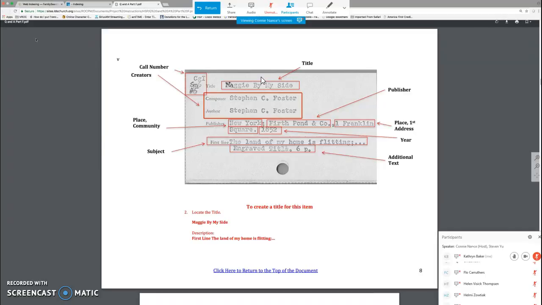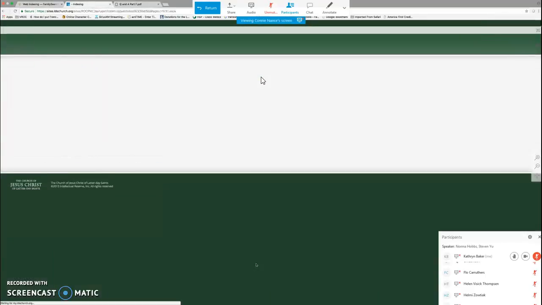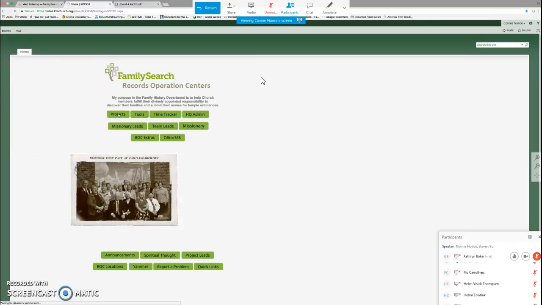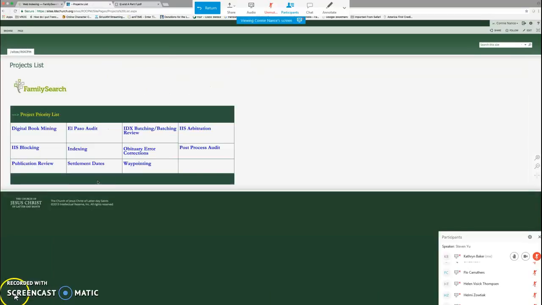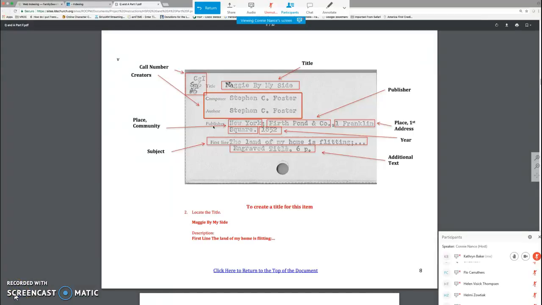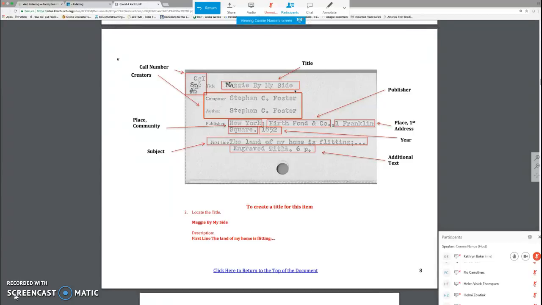So after you click indexing and you go to this section, it shows the card with a title, composer, author, publisher, OP, first line, typed here on the left side of the card. You're just going to type what it tells you to type. So the title would be Maggie by my side. That is all you type in the title.